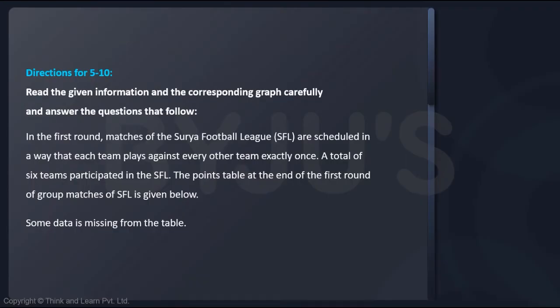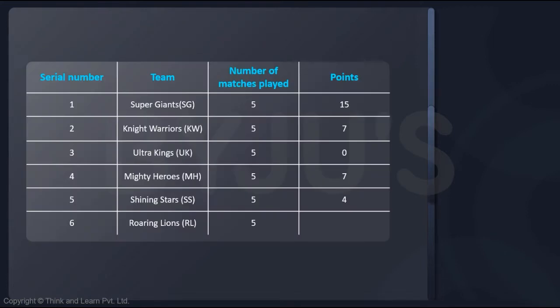Alright, so set number 2. This is about a football league and points awarded to them. There are 6 teams participating in it, and every team plays with every other team. Totally there are 5 matches played because there are 6 teams total. Some data is missing from the table, so let's take a look at the table.